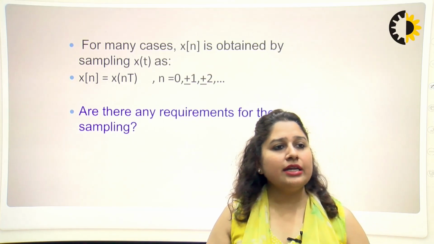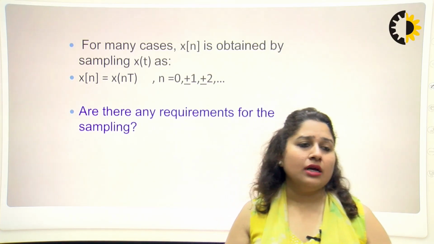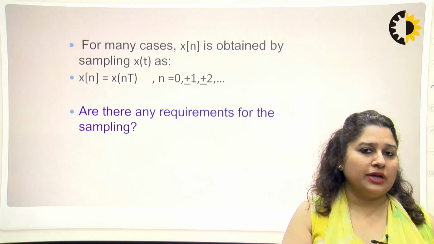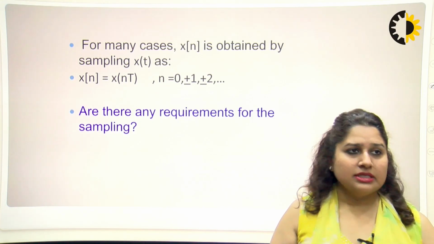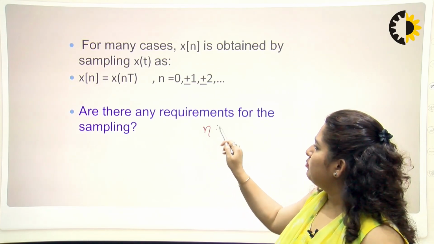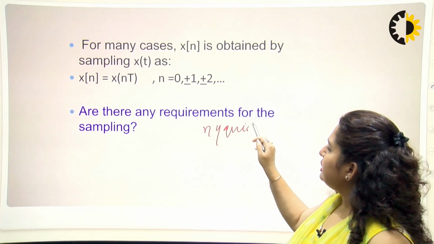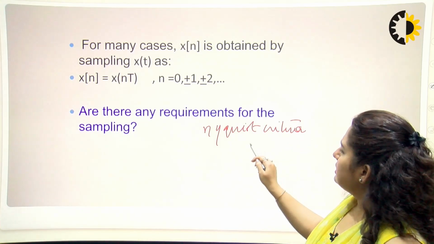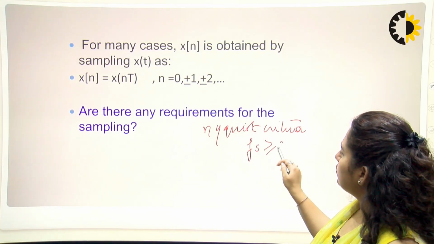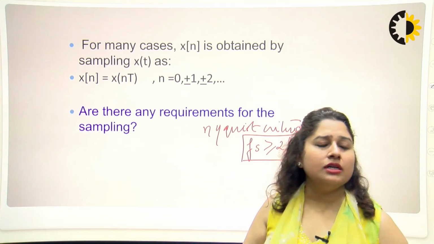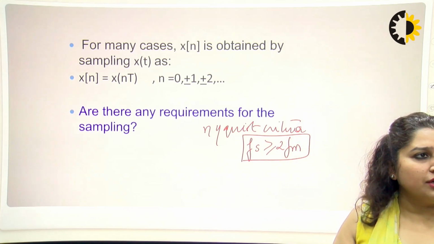So are there any requirements for the sampling? Yes, there is a requirement if we want to convert an analog signal directly into a discrete form of signal. With the help of the Nyquist criterion, which is a very important sampling condition, we will see this also in our course, fs should be greater than or equal to twice fm. With this sampling frequency, we can sample the analog signal into a discrete form of signal.